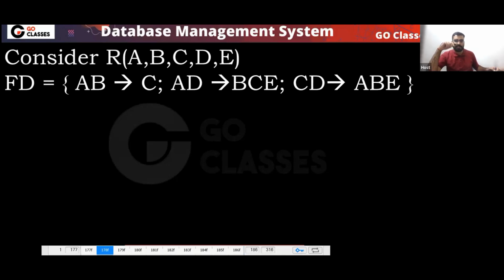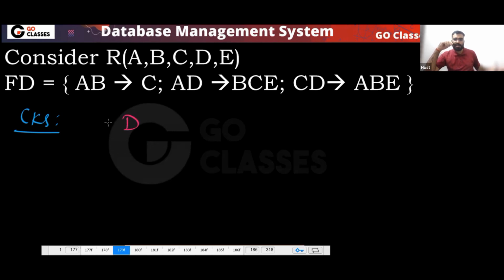Tell me, is this in BCNF? First you find whether it is in 3NF, and then you find whether it is in BCNF. Let's check it out. First you find the candidate keys. You can notice that D must be part of every candidate key. So I can take D as part of every candidate key.